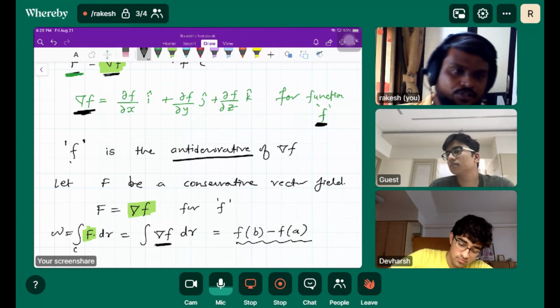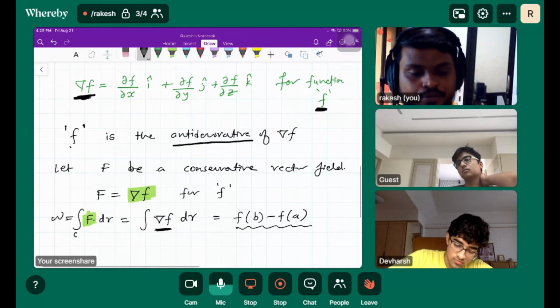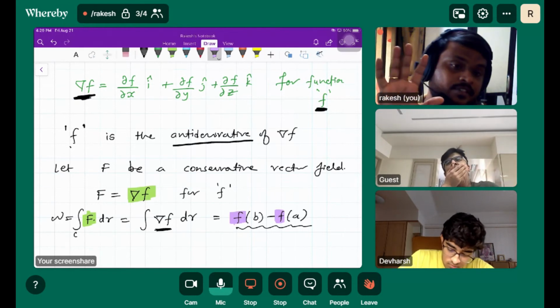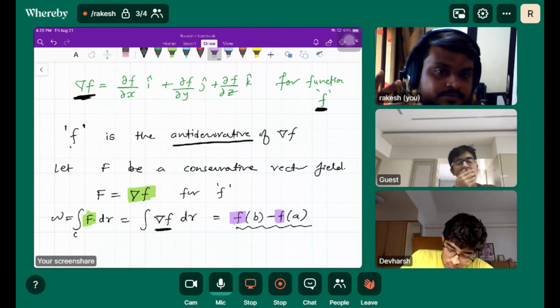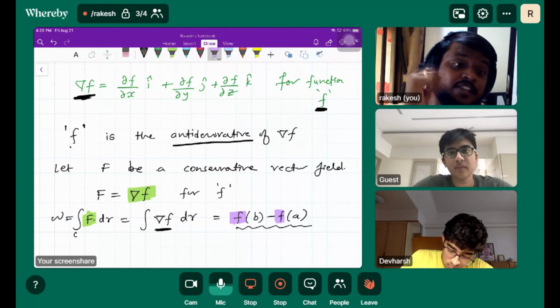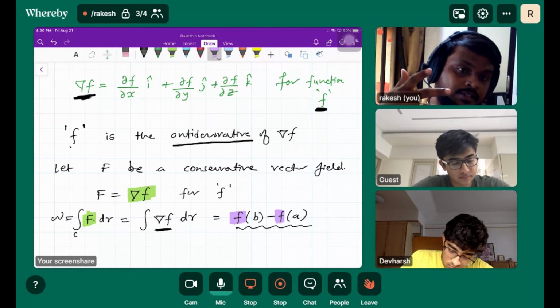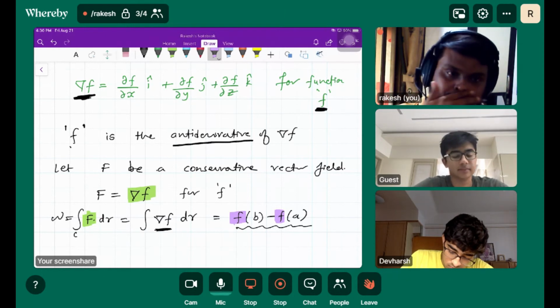Got the idea here? The only problem left is we don't have this f. We don't have f. The function is not defined. We only have the vector field. We don't have the potential function, right?